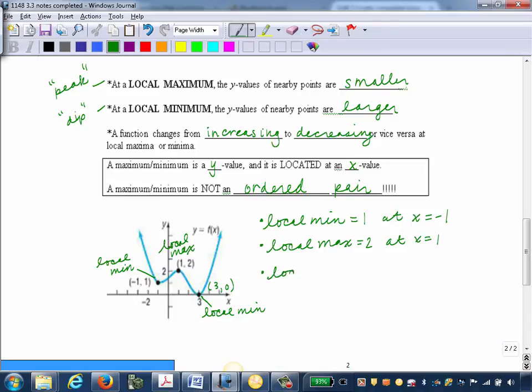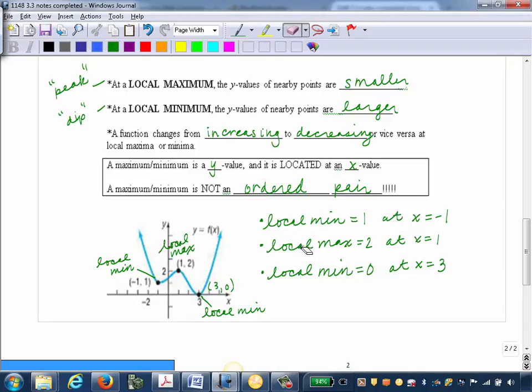And then we can say finally it has another local minimum, a local min, and it's equal to 0, and it's located at the x value of 3. So it's important to remember that a max or a min is not an ordered pair. So we didn't say that this graph, the local min is negative 1, 1. We say the local min is 1. It's the y value, and we describe its location with its x value.